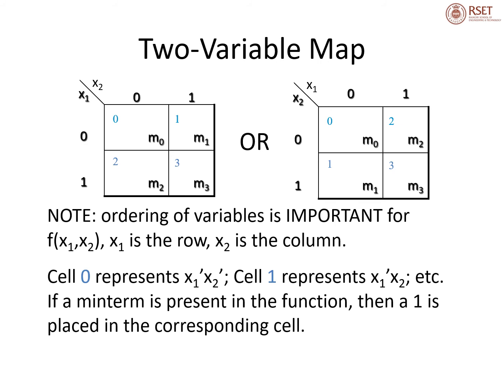This is an example of a two variable K-map. The ordering of the variables is important, as you could see. The function f of x1, x2: x1 is the row and x2 is the column. So cell 0 represents x1 bar and x2 bar. Cell 1 represents x1 bar x2. Like that we have cell 2 and cell 3. Cell 2 is x1 and x2 bar. And finally cell 3 is x1 x2. So if a min term is present in the function, then a 1 is placed in the corresponding cell.